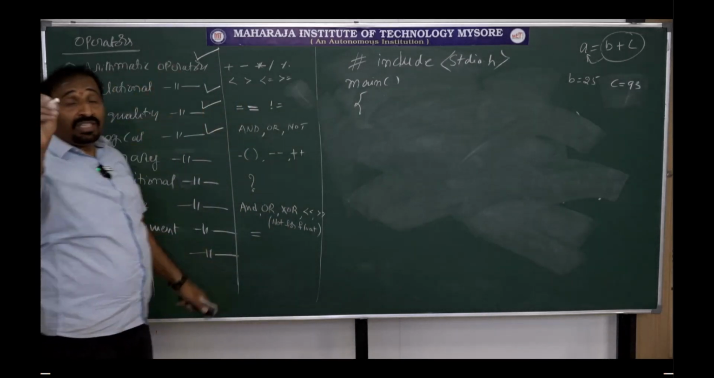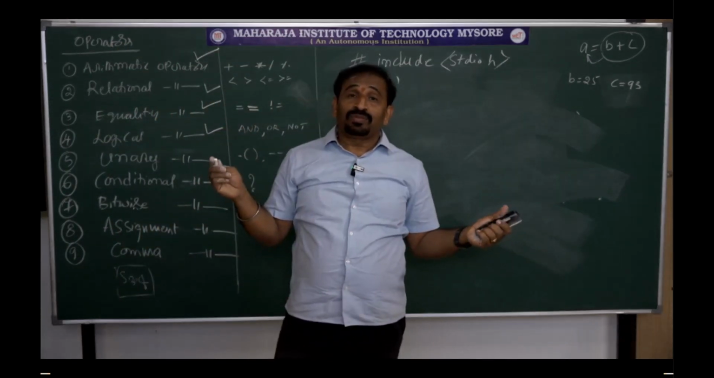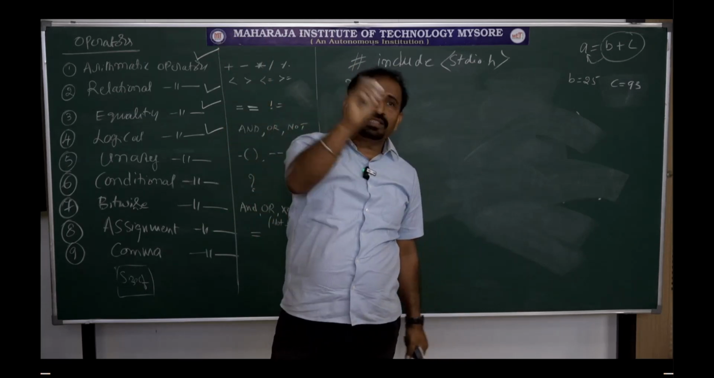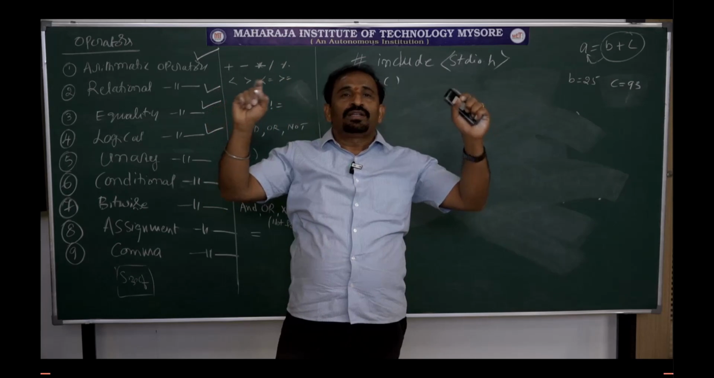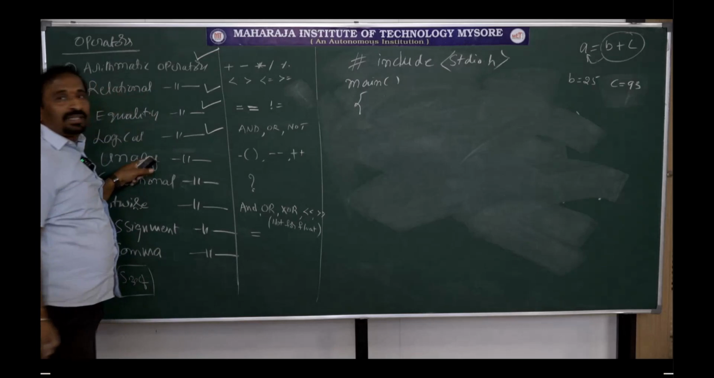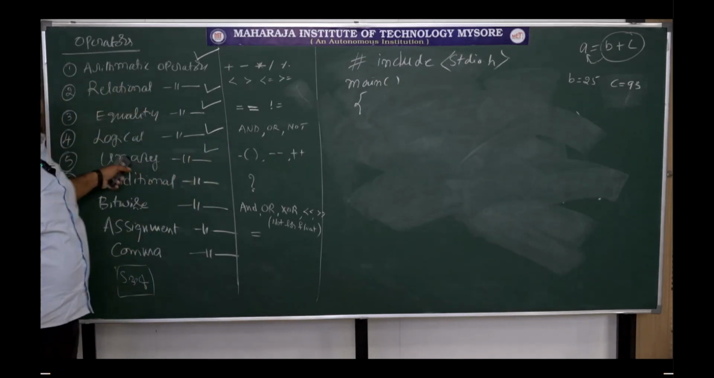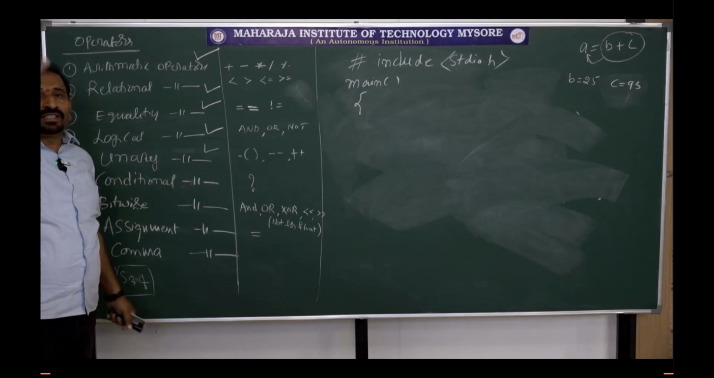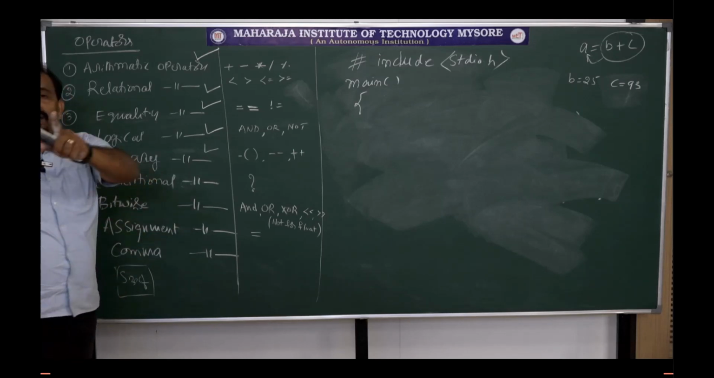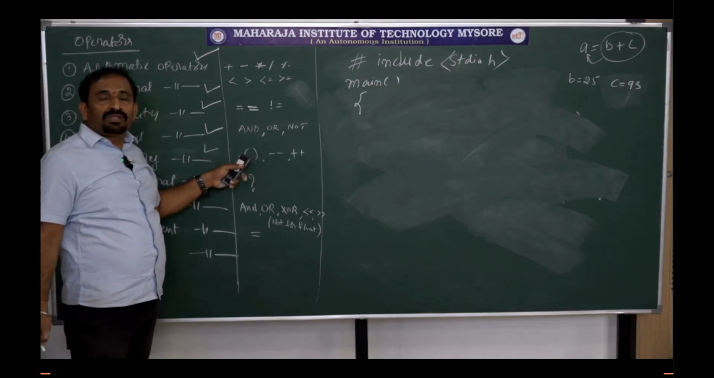In the beginning of the session, I told you operators operate between two operands, between two data. Whereas a unary operator operates on a single data. That is why it is called a unary operator. It is not on two data or three data or whatever it is. It is on a single data.